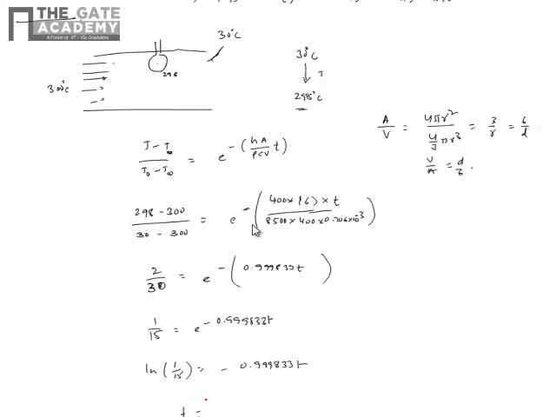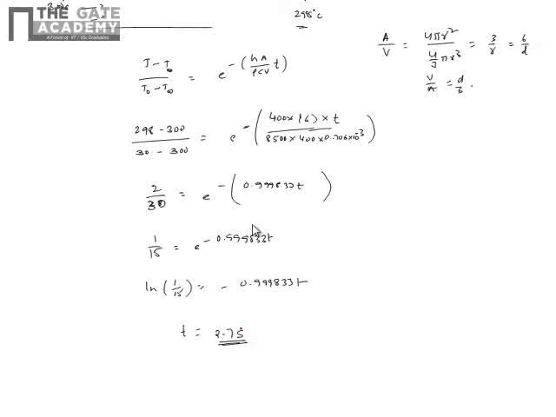So the time would be, again let's use a calculator for this. 1 by 15, if I use ln of 1 by 15 and divide by what I got, this value comes out closer to 2.7 seconds. So the answer that is close to this is A, 2.7 seconds by the lumped analysis.